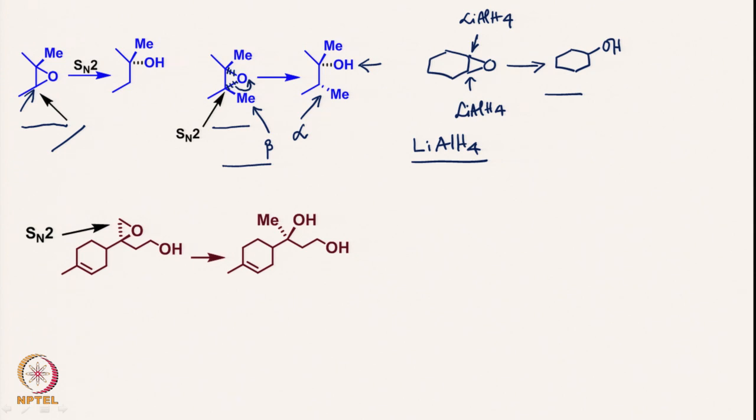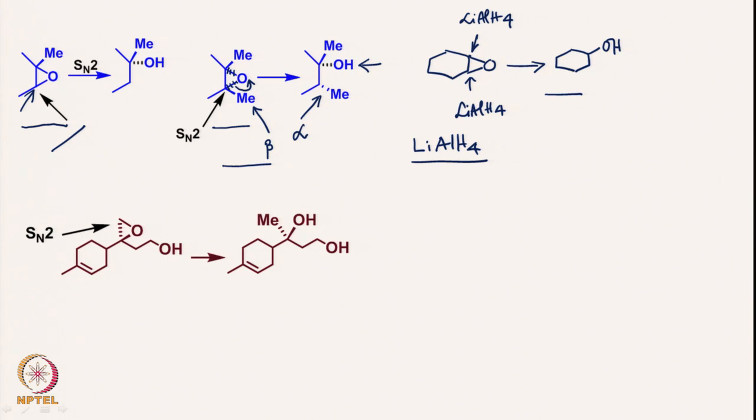This was not substituted, so it does not matter. This was substituted, but then we had a choice between more substituted and less substituted, and of course the reaction occurred at the less substituted carbon. In this case, the reaction occurs on either of the two carbons because they are symmetrical, but there is a change in the stereochemistry of the substituent because it is an SN2 reaction.